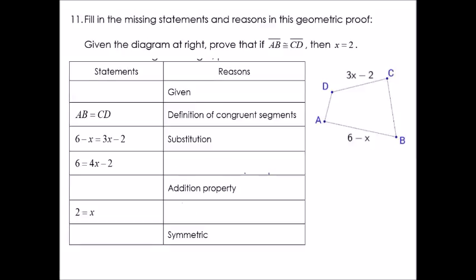Number 11 at the bottom of the page is an example of a proof that begins to use some geometry. In this proof, we're asked to prove that if segment AB is congruent to segment CD, then x equals 2. The given information is that segment AB is congruent to segment CD. In the second line, notice this step. By the definition of congruent segments, this means that the distance from A to B, which is AB without a symbol over it, is equal to the distance from C to D, which is CD without a symbol over it.